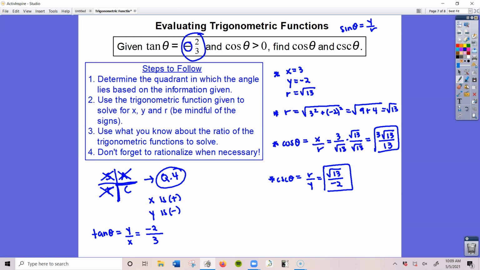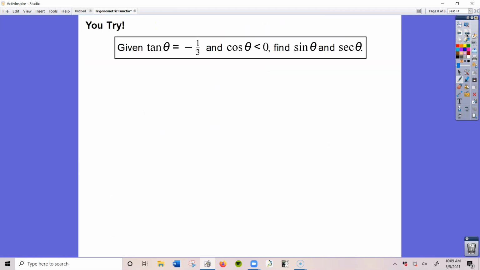Let's try one more. We are given here that tangent of theta is negative 1 over 3 and cosine of theta is less than 0. We are now going to find sine of theta and secant theta. So first, we're going to determine what quadrant we're in, so we know the signs of x and y. Tangent is negative, so that eliminates quadrant 1 and quadrant 3. Cosine is also negative, so that eliminates quadrant 4, since cosine is positive there. So we are in quadrant 2.